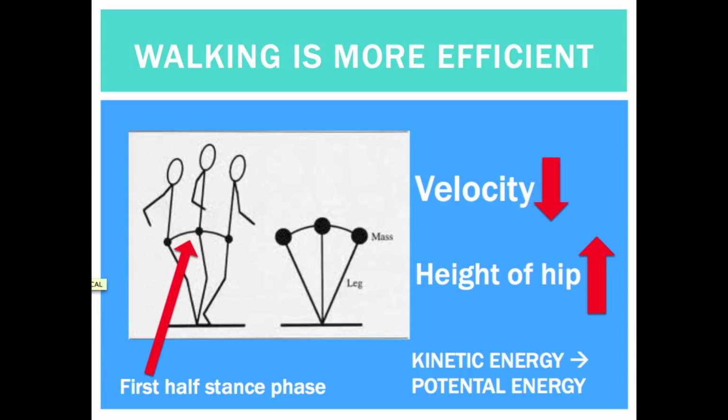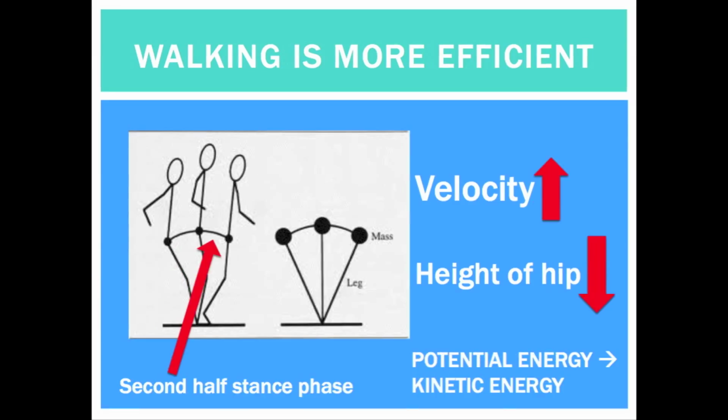During the first half of stance phase, velocity decreases, but the height of the hip increases. This means kinetic energy has been converted to potential energy. At mid-stance, the hip is at the highest point. Therefore, gravity propels you down to the bottom during the second half of stance phase. The potential energy is converted to kinetic energy. Since walking uses gravity to keep you moving, less energy is needed.